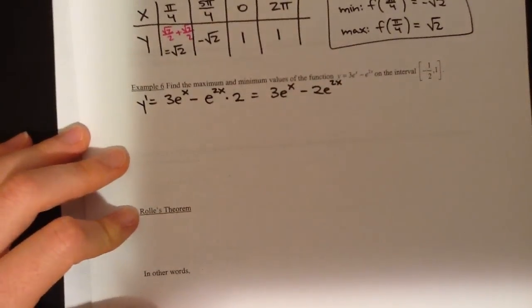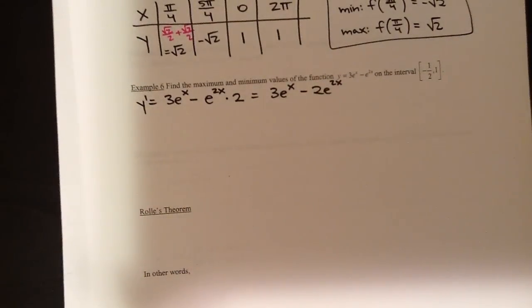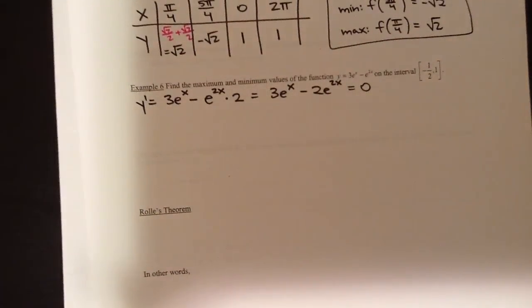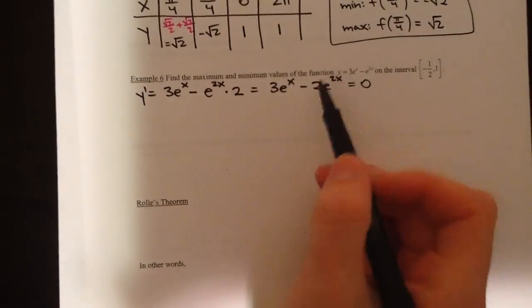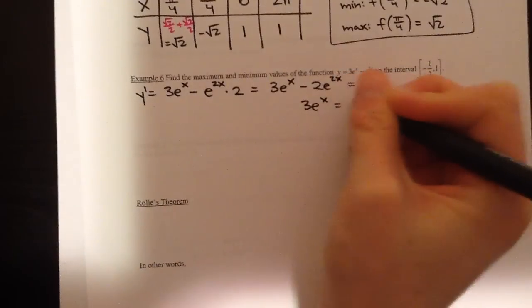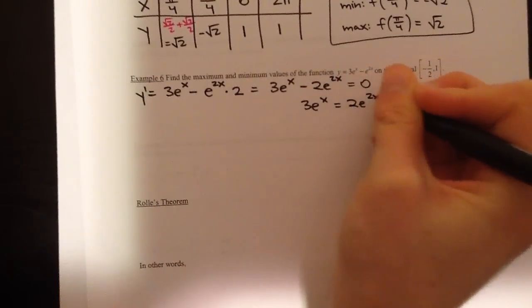These are not like terms. I cannot combine them as if they were like terms. All I can do is set this equal to 0 and solve. And this is going to be some very fun, like pre-calc, algebra sort of stuff. So add this term to both sides. So I get 3e to the x equals 2e to the 2x.